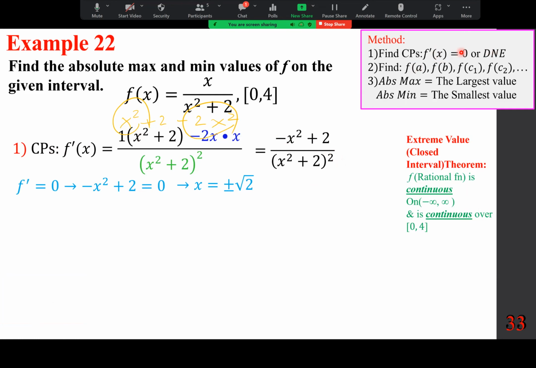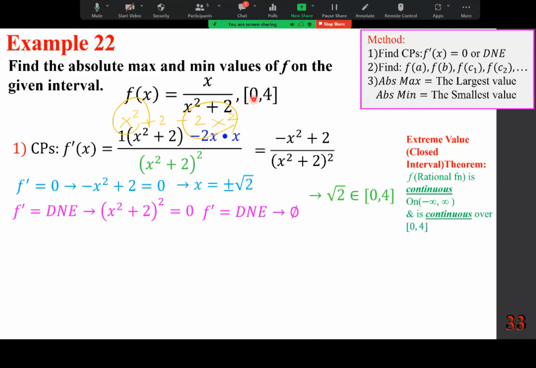f prime doesn't exist when the denominator is 0, and we already established this denominator couldn't be 0. If you raise it to the power of 2, it can't be 0 either. So there are two answers. And by the way, square root of 2 is about 1.41. But even if you don't know that, negative square root of 2 is not in between. So square root of 2 is the only number in between the given interval.